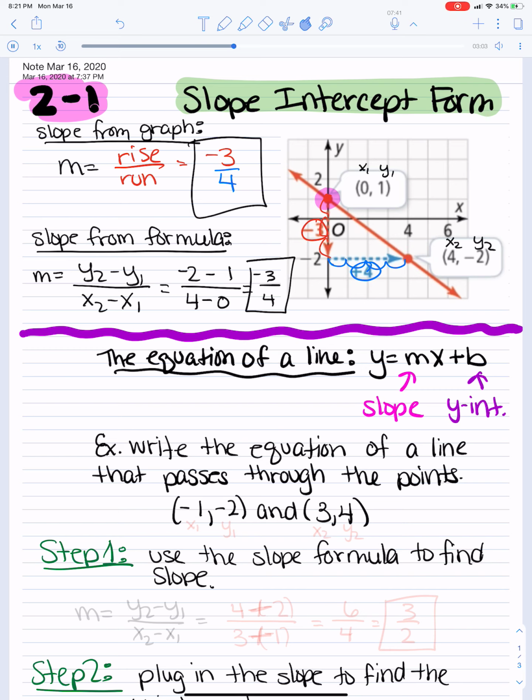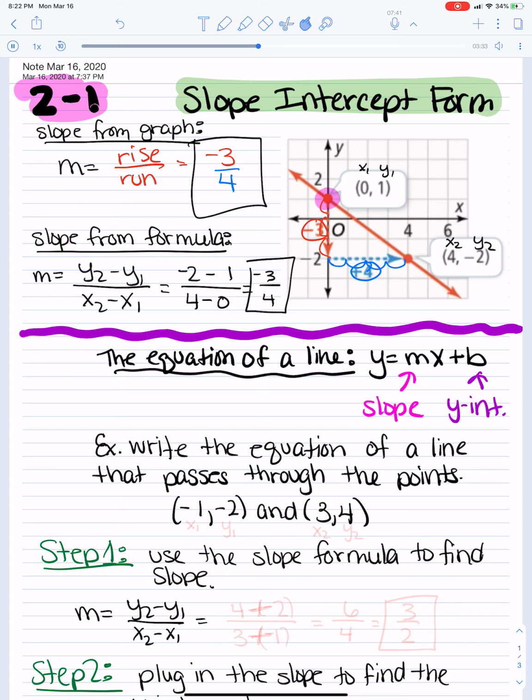All right. So now we're going to write the equation of a line that passes through the 2 given points. So we have a point -1, -2, and 3, 4. So we don't have to graph it. We can find this. So we first want to use the slope formula to find the slope. Okay. So again, the slope formula is m equals y2 minus y1 over x2 minus x1.